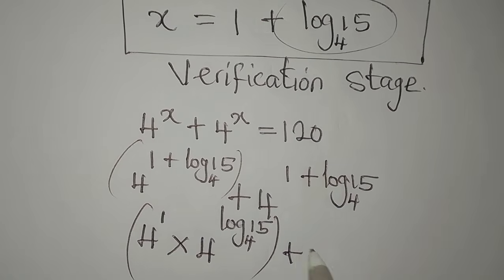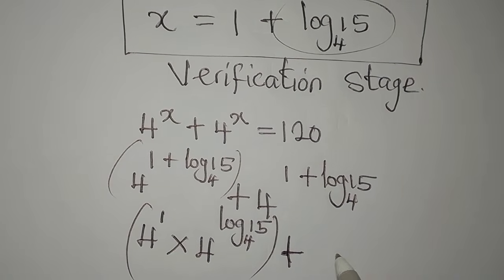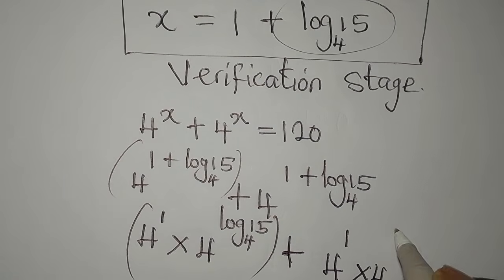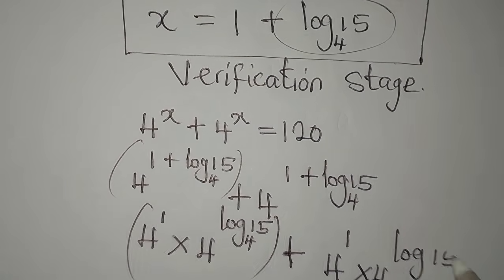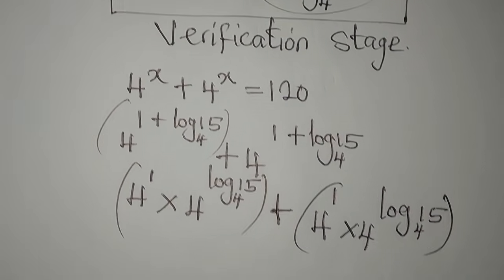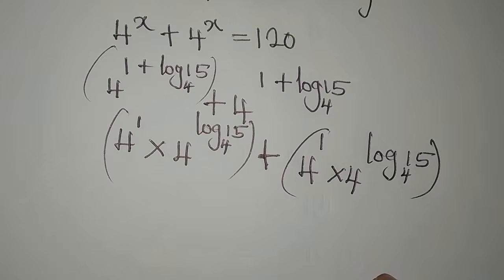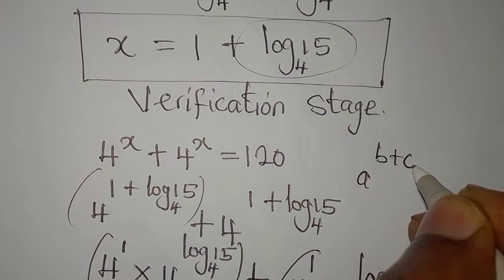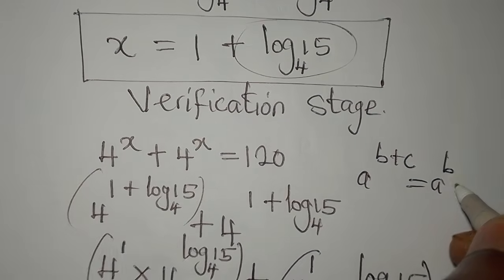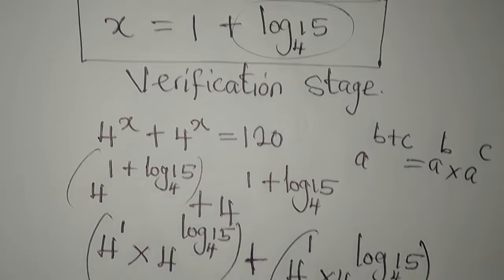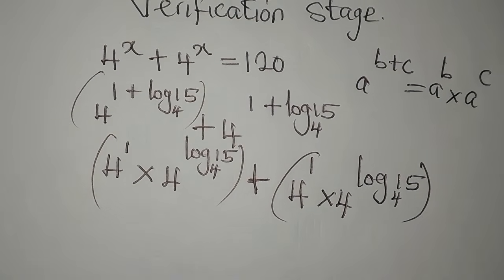Then we're going to have this in two places. So we have 4 again to the power of 1 times 4 to the power of log 15 to base 4. Now, what have I really done? See what I did over here. a to the power of b plus c is a to the power of b times a to the power of c. So that is what I did down here.